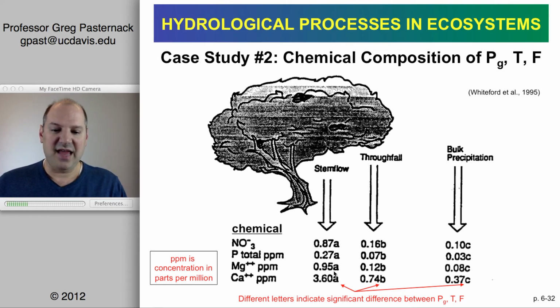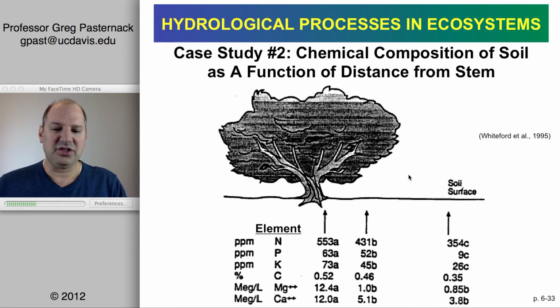up. The fact that stem flow is substantially higher than throughfall means that the extra duration of the water being on the branching network down to the stem is giving it the time it needs to collect a substantial amount of those elements. Now let's look at the soils.